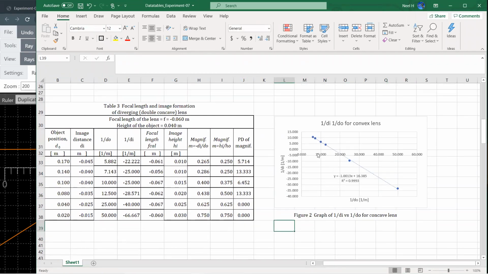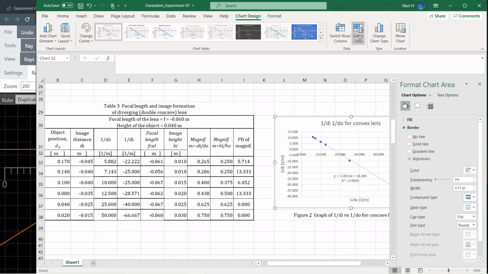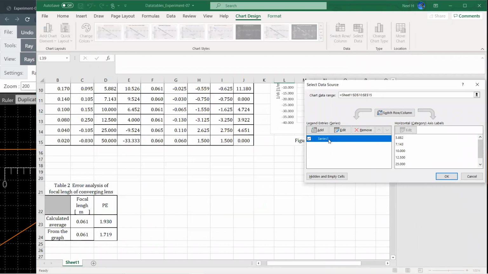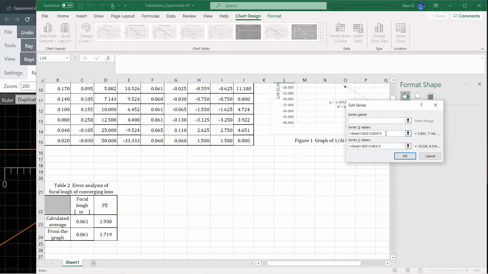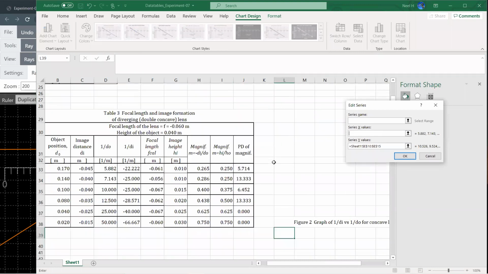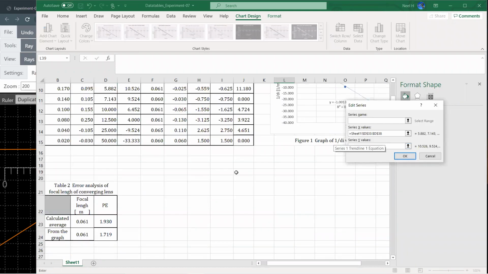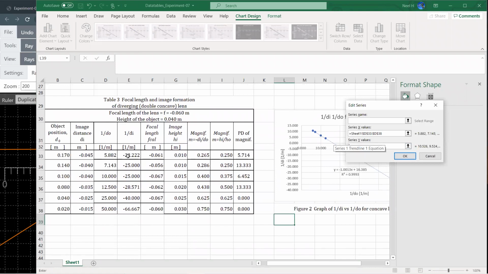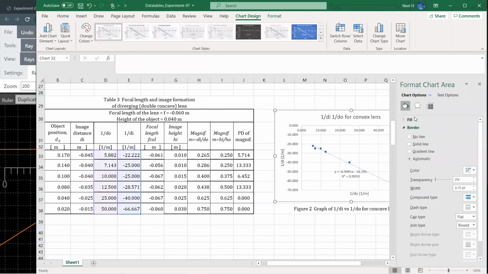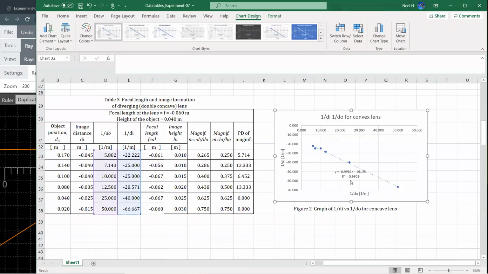Okay, so let's edit the data, right? To edit the data, you can just double click on the graph, then select data, then series 1, then click edit, then delete everything on X, and then add the new data for X. That should be 1 over DO, but on table number 3. And then delete everything on the Y. Y should be 1 over DI, but on table number 3. Click OK, click OK again. So now we should have a slightly different answer than previous.